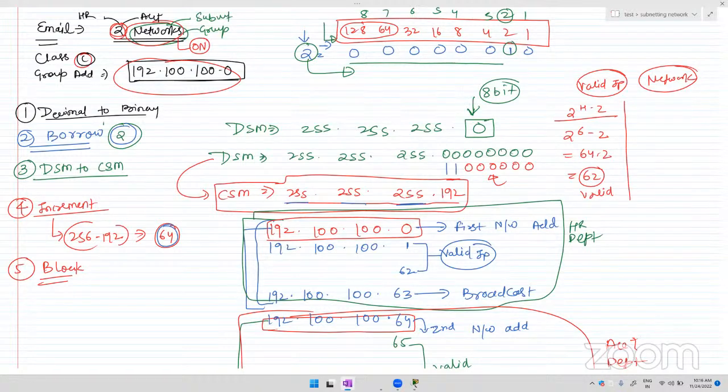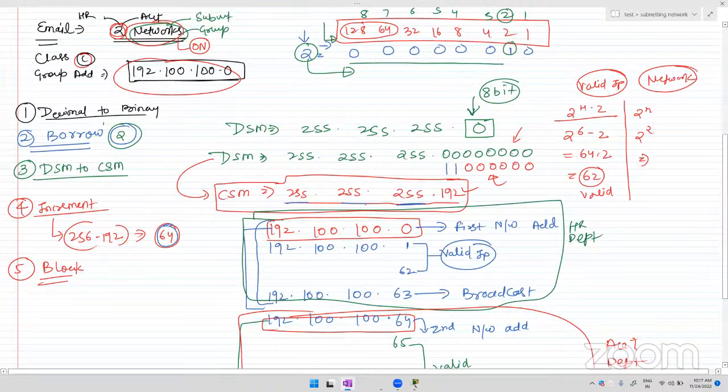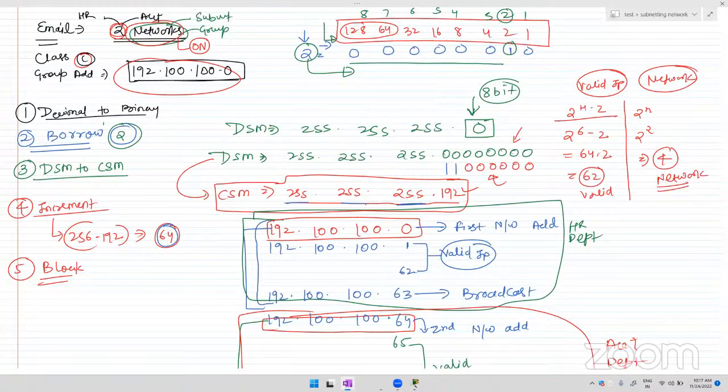If someone asks how many groups we can create with the help of this subnet mask, it's very easy. Now verify this formula, 2 power n. So how many bits are on in your subnet mask? In this octet, how many bits are on? 2 bits. This one is on now. So 2 power 2. That means how many values come out? 4. So how many networks can we get in total? Only 4.